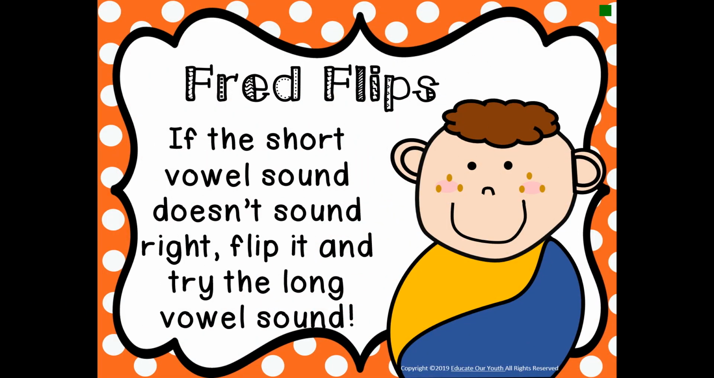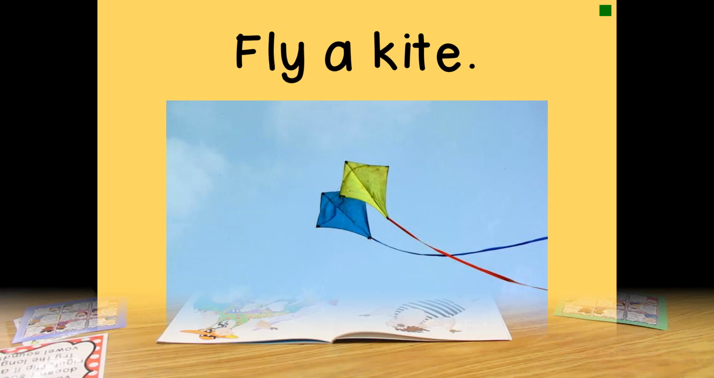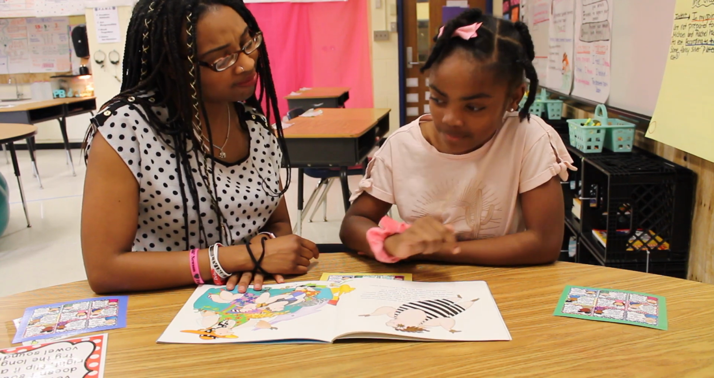With Fred Flips, if the short vowel sound doesn't sound right when a child reads it, have them flip it and try the long vowel sound. So if a child says, fly a kit, you would then cue them to replace that short vowel I sound with the long vowel. So that means I would say its name. So fly a kite.